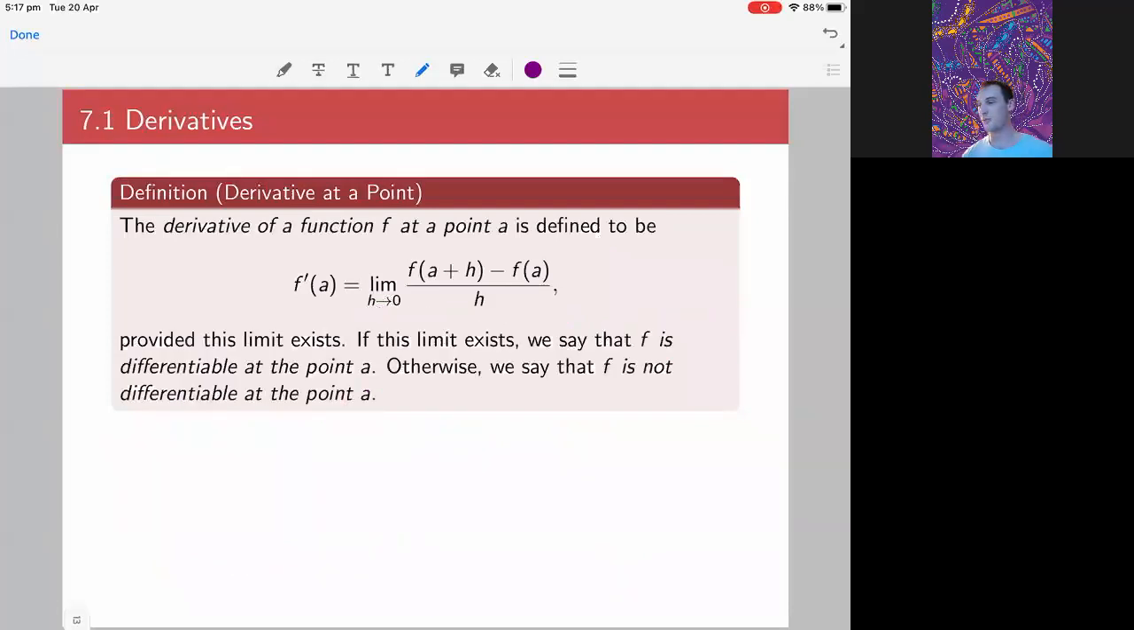Right, now that we know what it means to have a derivative exist, if the derivative does exist, we say that the function f is differentiable at the point A. If the derivative does not exist at that point, we say that the function is not differentiable at that point A.